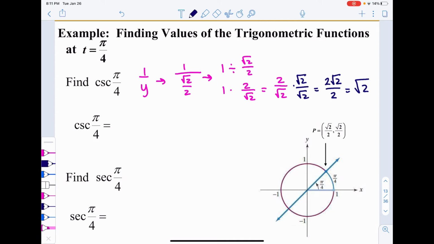The other one gives us the secant of pi over 4. So if we're finding the secant, that means that we are looking for the reciprocal of our cosine function. So that means we're really trying to figure out what 1 over x is. Well, that's going to be 1 over root 2 over 2, which we just did all that crazy work on, so I'm not going to do it again. What do we end up with then? We just end up with a square root of 2.